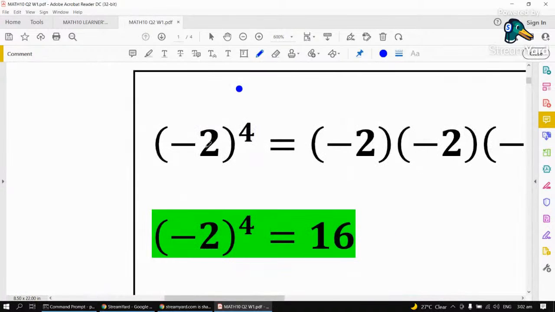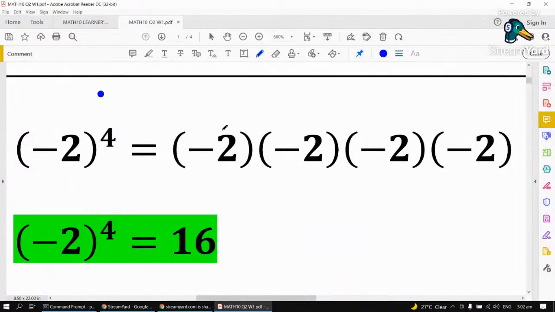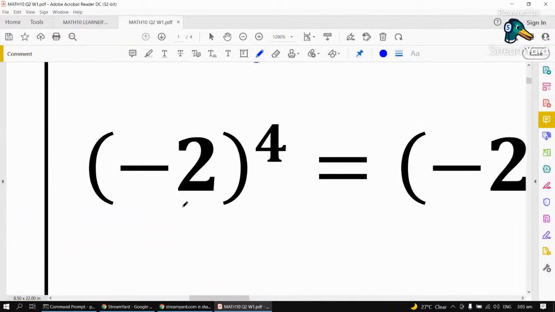So, mangyari, negative 2 to the 4th is equal to negative 2 times negative 2 times negative 2 times negative 2. Apat na negative 2. Negative 2, 1, 2, 3, 4. Apat na negative 2, multiply sa bawat isa. Yun ang ibig sabihin ng negative 2 to the exponent 4. Yung negative 2, i-multiply mo ng apat na beses.